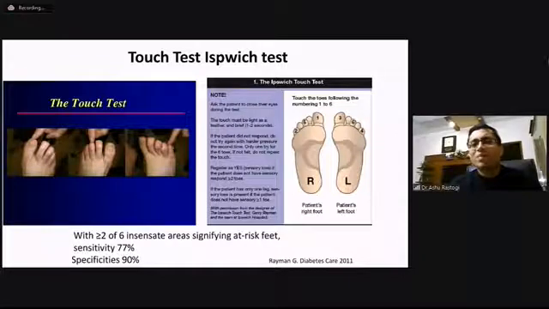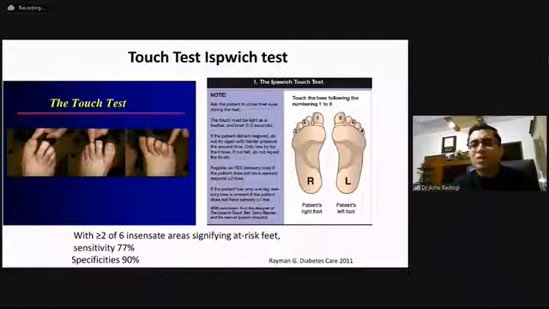This is a very, very simple test. You just ask the patient to lie supine and close his eyes. Once he closes his eyes, you sit at the side of his foot, the plantar aspect of the foot, and you touch the toes from the top, a light touch.